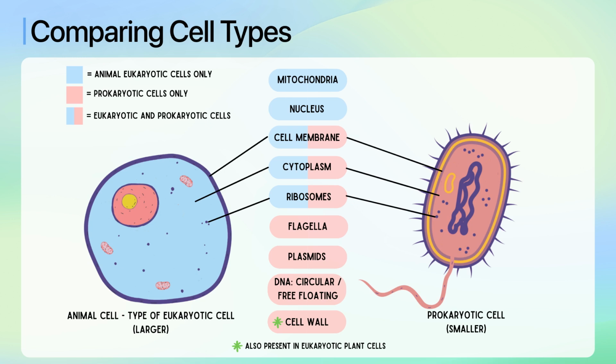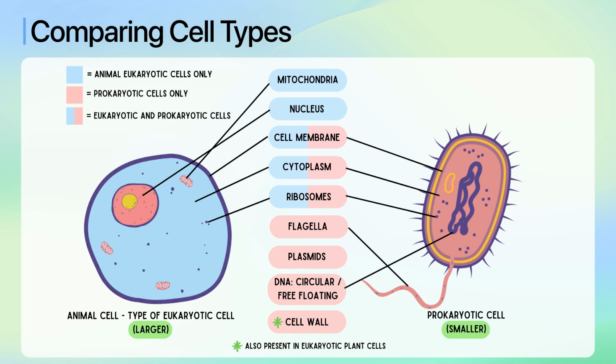However, there are some differences. First, we learn that eukaryotic cells are generally larger than prokaryotic cells. We also learn that eukaryotic DNA is linear and contained within a nucleus, while prokaryotic DNA is circular and free-floating in the cytoplasm. In addition, eukaryotic cells have various membrane-bound organelles, which just means organelles that have their own membrane, such as the nucleus, mitochondria, and chloroplasts in plant cells, whereas prokaryotic cells do not.